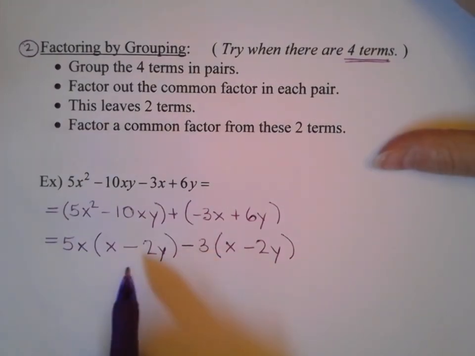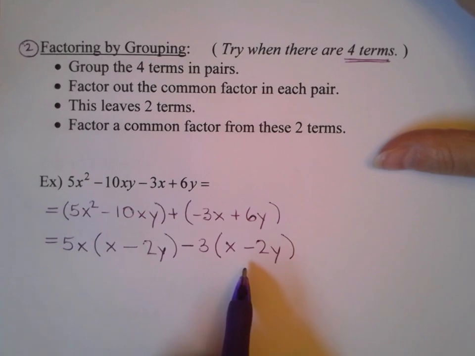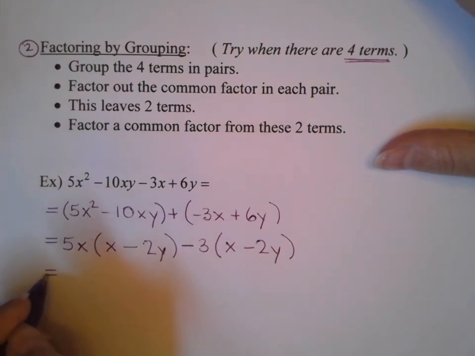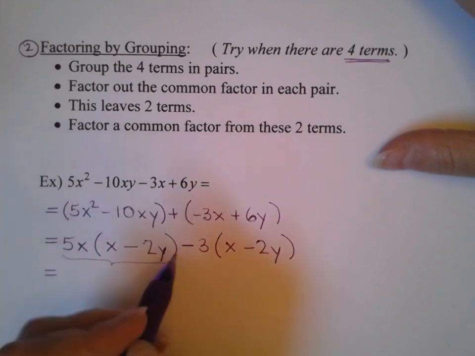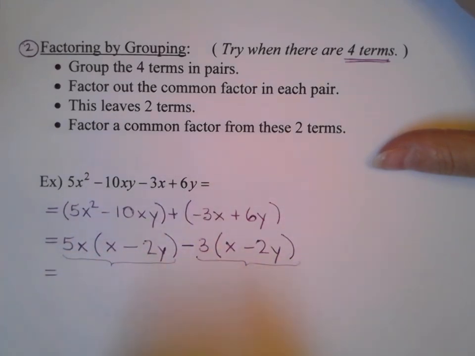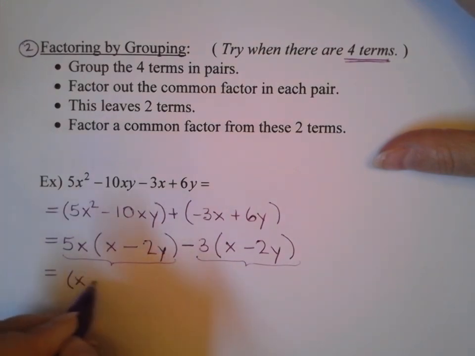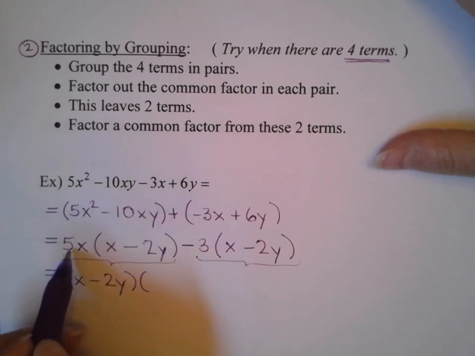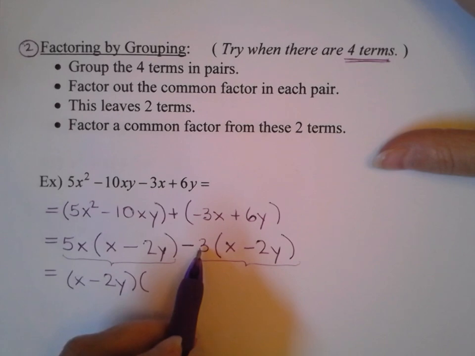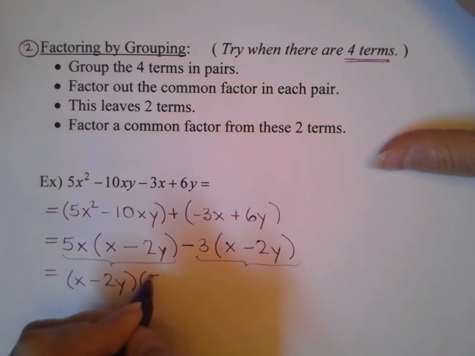Okay, notice now that these two parentheses are the same. So the second round of GCF, you could sort of think of these as two really large terms if you wanted to. They both have that x minus 2y in common. So we're going to factor that out. And then the little pieces out front go together to make the second factor.